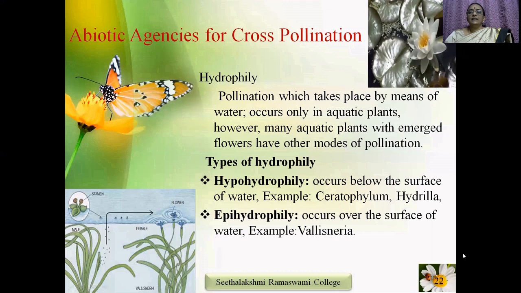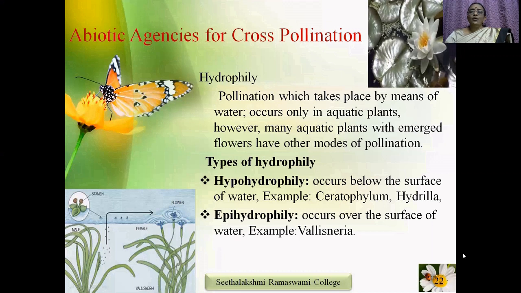Hypohydrophily is when the pollen grains are released below the surface of the water, then they sink down and get caught by the stigma of the female flower. Then they are called hypohydrophily. An example is seagrass.